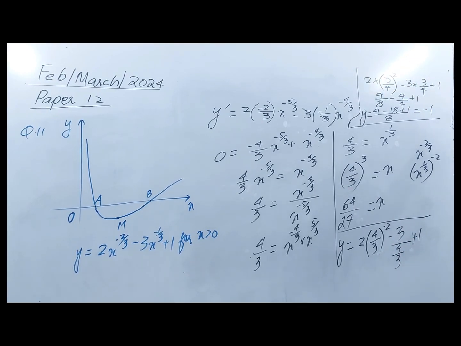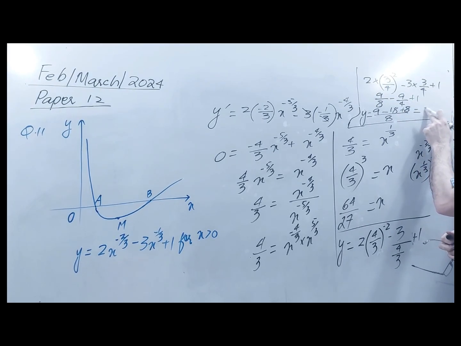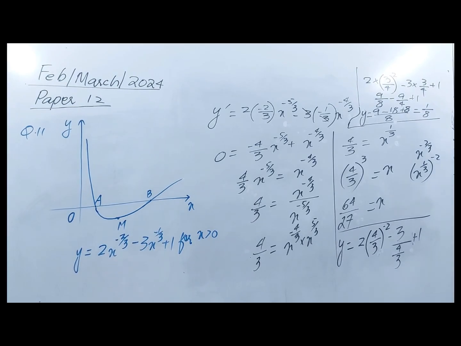So 4 by 3 squared minus 3 into 3 by 4 plus 1, 9 upon 16, 9 by 8 minus 9 by 4 plus 1, you take LCM 8, 9 minus 18 plus 8. Oh yes, this is 9, this is 8. This is the calculation mistake that we are doing, minus 8. So this is minus 10 plus 9 is 1 by 8. So the value of y is 1 by 8. Make sure that you find this. This is y is equal to 1 by 8, x is equal to 64 by 27. This is how you do it. I hope this is clear.